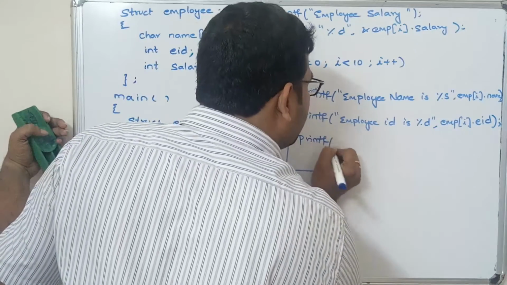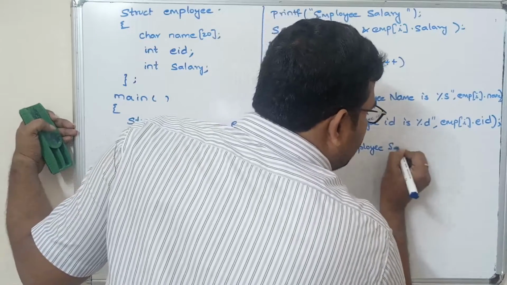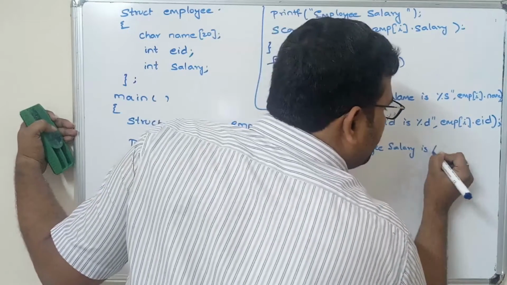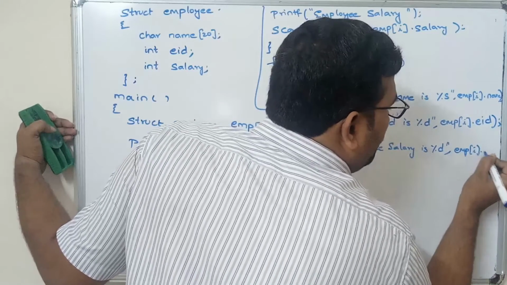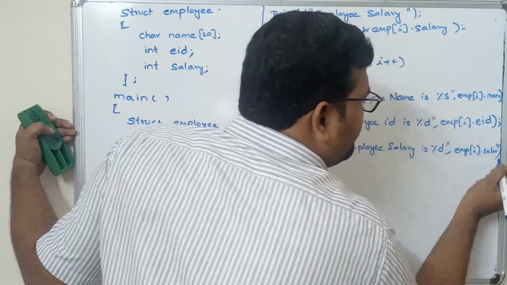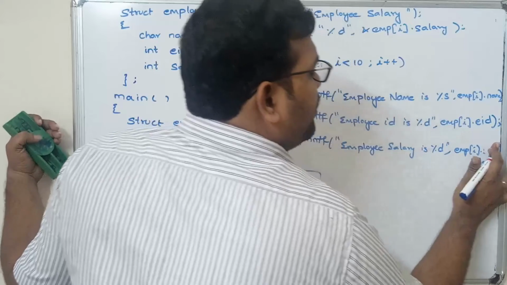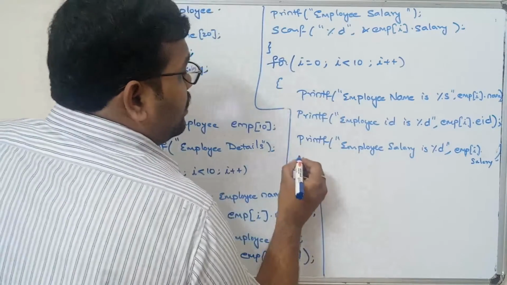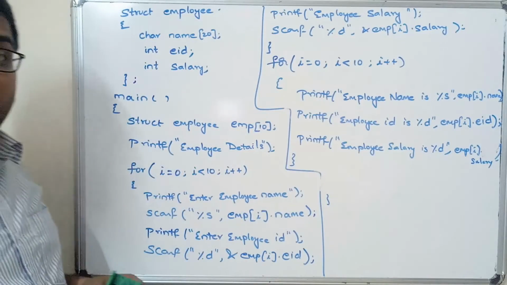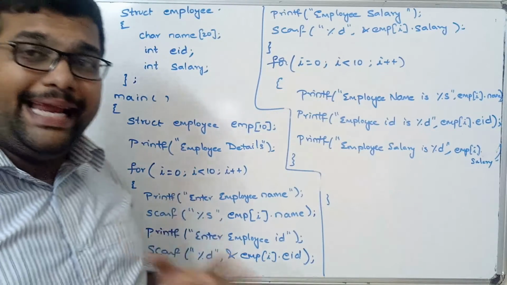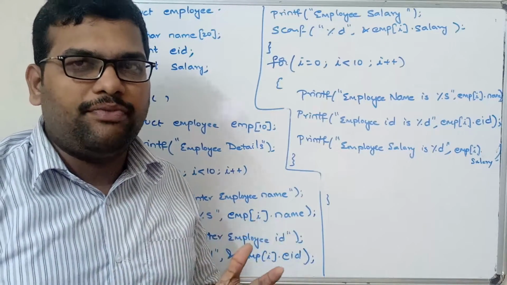Again we have to print the salary of an employee, all the 10 employees. Employee salary is %d, EMP of I dot salary. So close the for loop and close the main function. So this is the simple program to read the details of 10 employees and print the details of 10 employees.